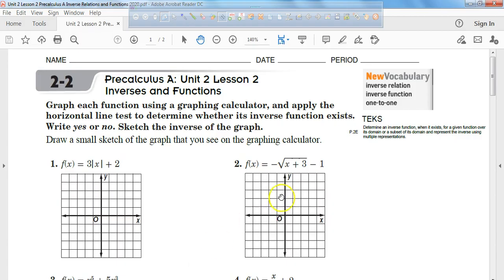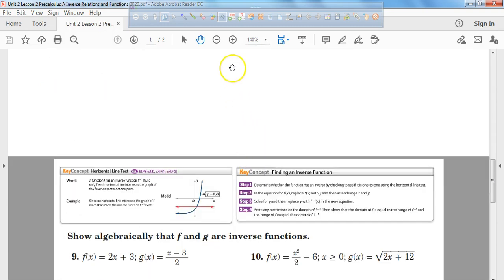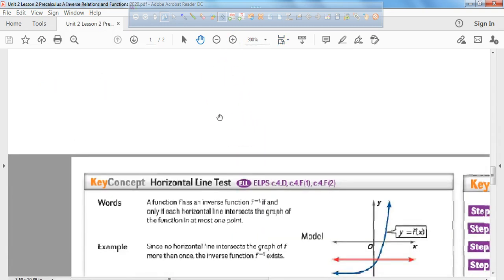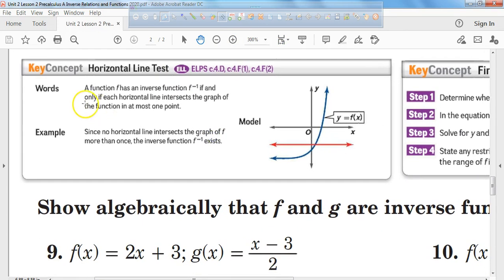All right, so take a look at our notes down here. I'll zoom in. Okay, so a horizontal line test. A function f has an inverse, f to the power of -1, if and only if a horizontal line intersects the graph of the function at most one point. So this one is a one-to-one function, and its inverse would also be a function.